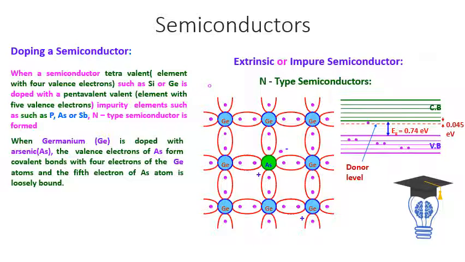Now we have 1 extra electron, so this semiconductor now becomes impure. It becomes impure because arsenic is added, that is doping, and it contains 1 free electron, so it is negatively charged now, and this material now becomes an N-type semiconductor.